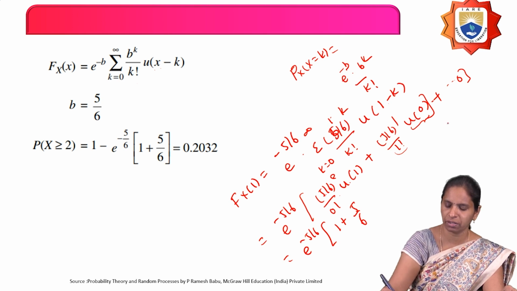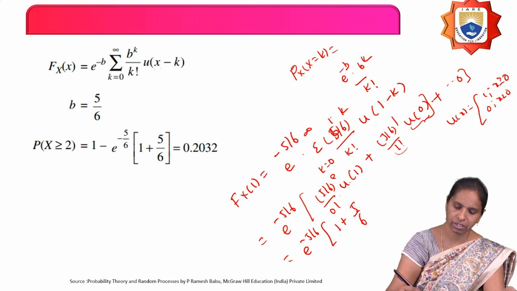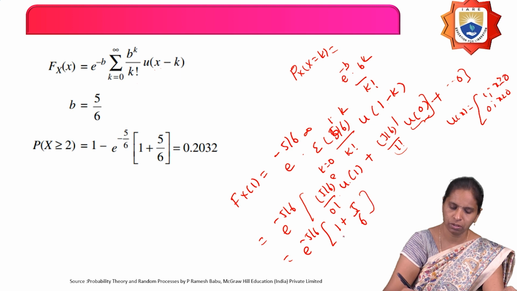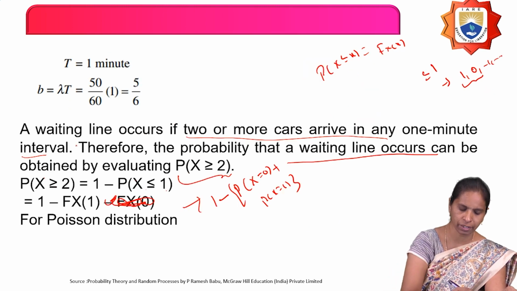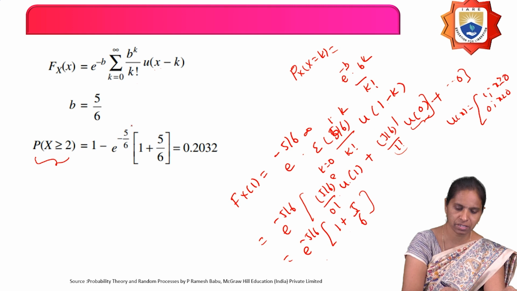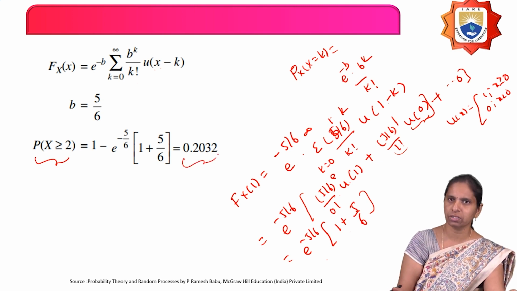What is u of x actually? The unit step function is nothing but 1 when x is greater than or equal to 0 and 0 when x is less than 0. So then what is Fx of 1? It equals e power minus 5 by 6 into 1 plus 5 by 6. Then what is P of x greater than or equal to 2? That is nothing but 1 minus Fx of 1. So 1 minus, what is Fx of 1 value? e power minus 5 by 6 into 1 plus 5 by 6. If you simplify, we are going to get 0.2032.